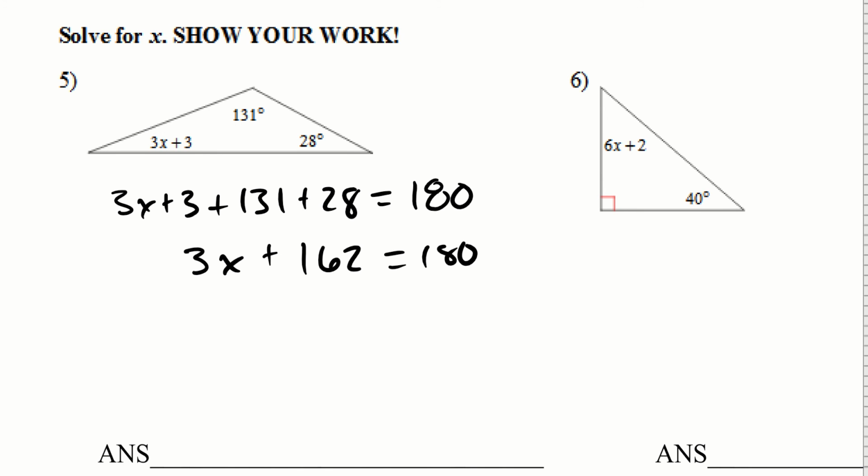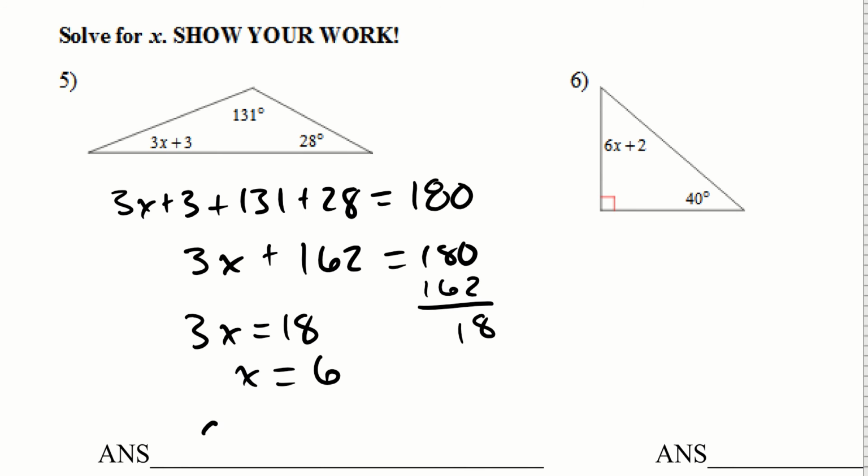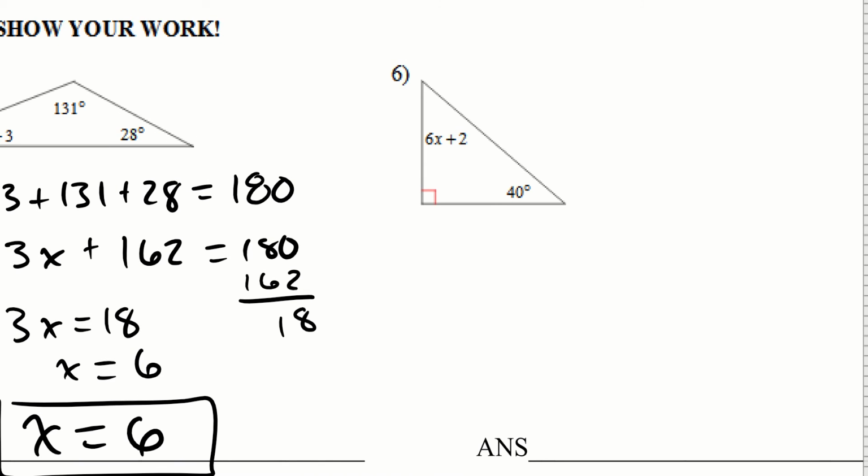So I need to take 162 away. 10 minus 2 is 8. 7 minus 6 would be 1. So I get 18. Looks to me that 3x is the number 18. Therefore, x is just the number 6. So x is 6. All right. By the way, I could check that. 3 times 6 plus 3, and then plus 131 plus 28 better equal 180.